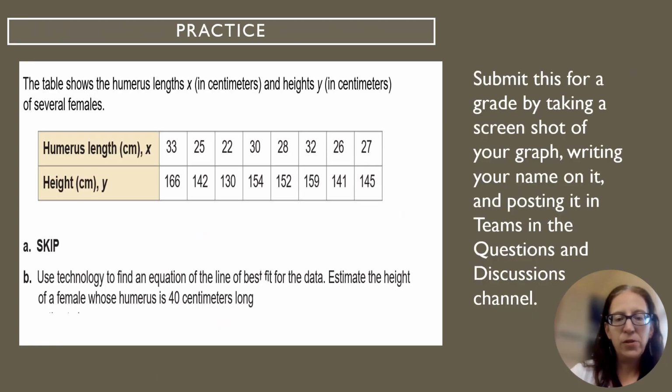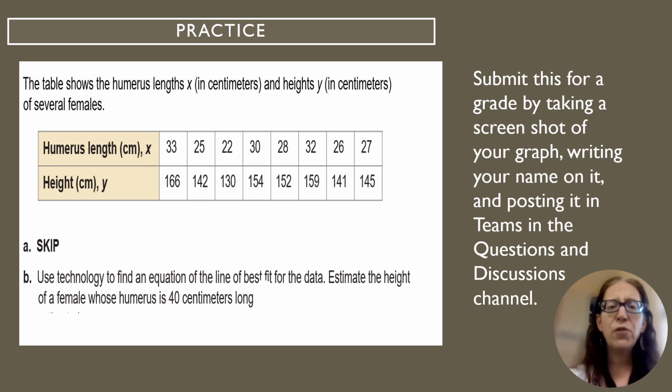Okay, so the last piece of this, and this video is going to be a little bit shorter than the one I did last year, but only by about 5 minutes. The table shows the humerus length, that's a bone in your arm, and heights in centimeters of several females. So you've got your x and your y. It says use technology to find an equation for the line of best fit. Estimate the height of a female whose humerus is 40 centimeters long.